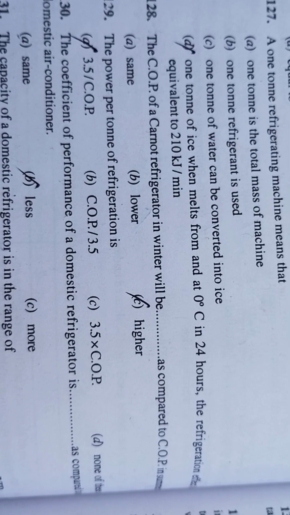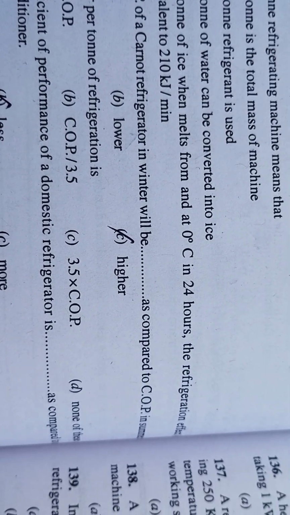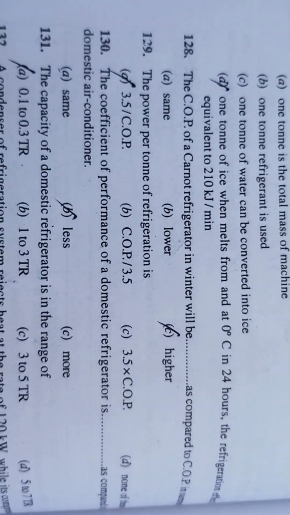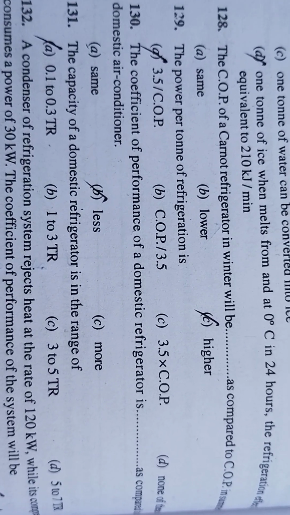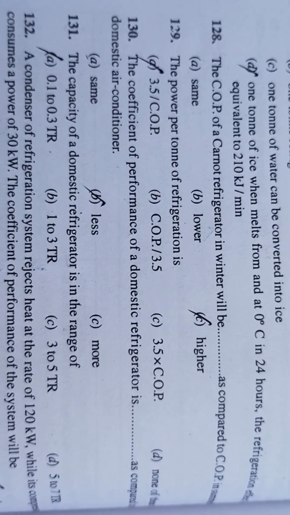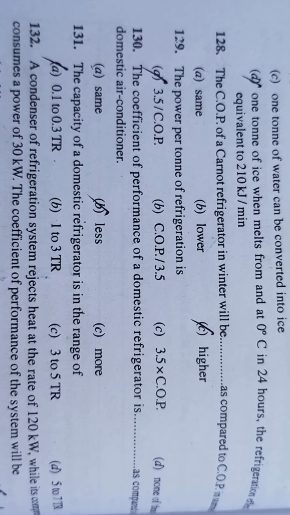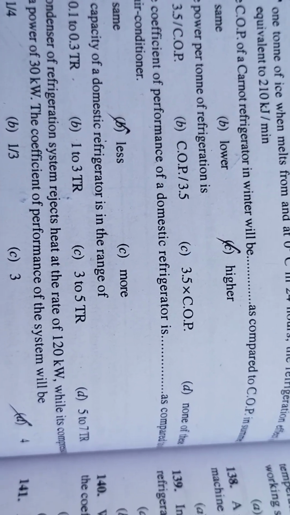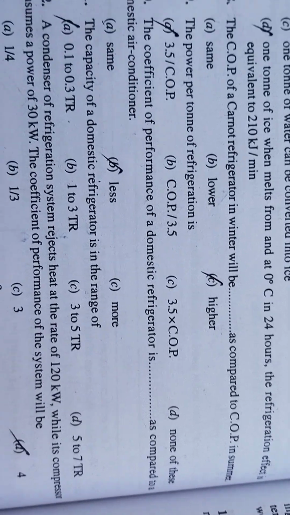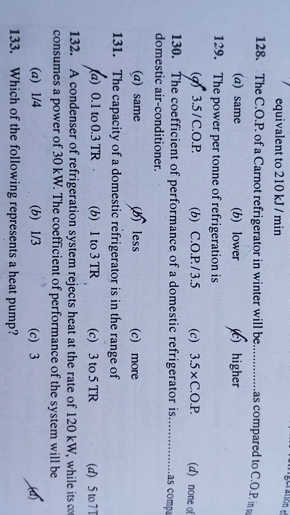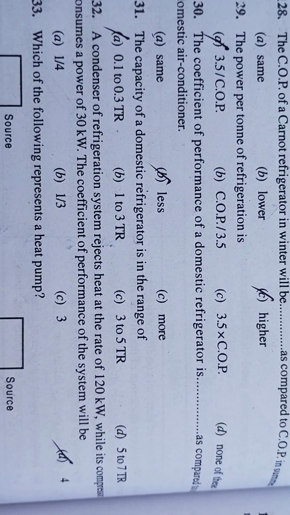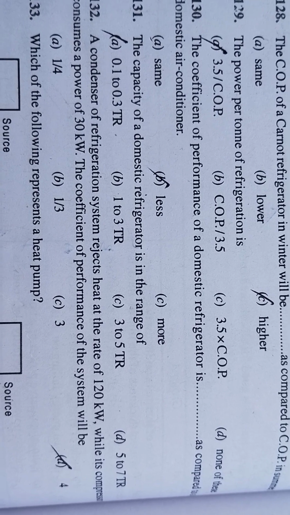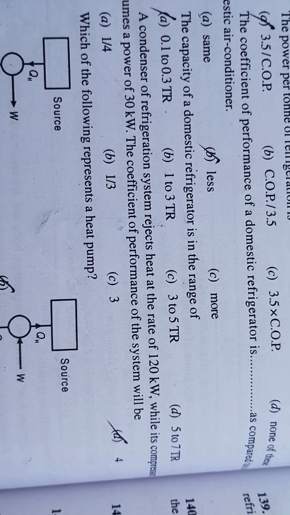The coefficient of performance of refrigeration in winter will be higher as compared to the COP in summer. The power per ton of refrigeration is 3.5 by COP. The coefficient of performance of a domestic refrigerator compared to a domestic air conditioner is less. The capacity of a domestic refrigerator is in the range of 0.1 to 0.3 TR.